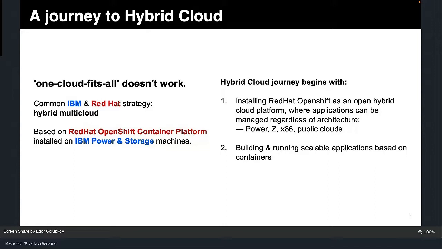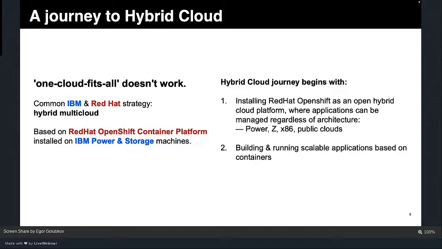And if you install this OpenShift technology on IBM Power Servers and on storage machines, then you get the optimal performance, the optimal pricing, and reliability. So today, all three presentations, mine, from Maria, and from Bartek, cover the advantages of our machines. The journey to hybrid cloud begins with, of course, installing the OpenShift technology. It's also called the open hybrid cloud platform.